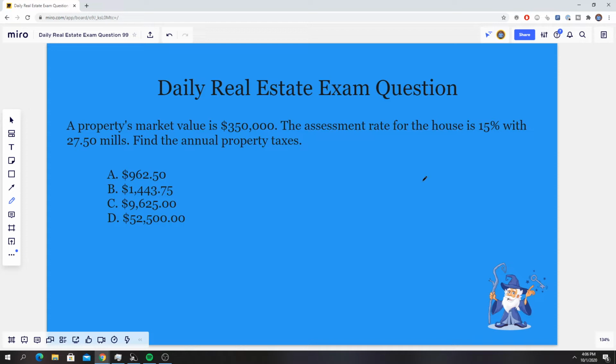All right, so the question states a property's market value is $350,000. The assessment rate for the house is 15% with 27.50 mils. Find the annual property taxes, and it gives us four options. A, $962.50. B, $1,443.75. C, $9,625. And then D, $52,500.